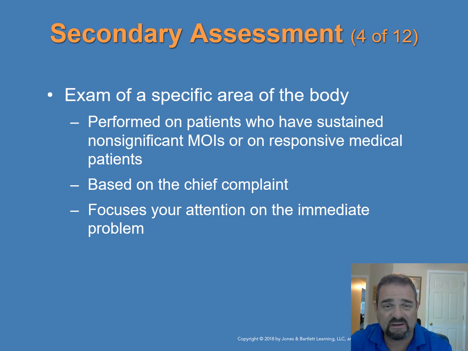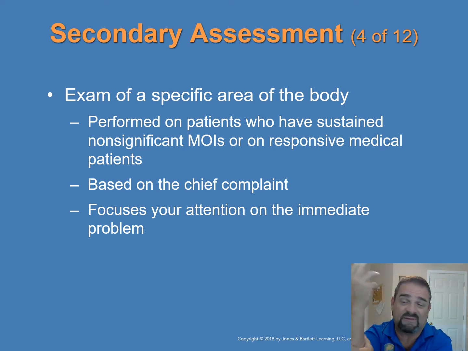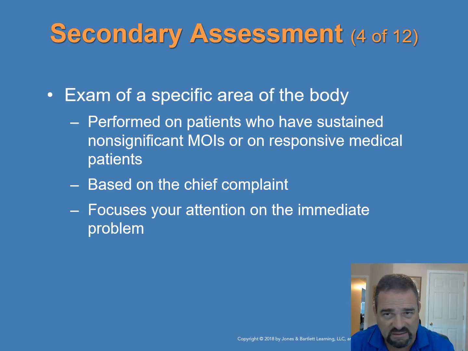All right, so examining a specific area of the body. An exam of a specific area of the body is generally performed on patients who have sustained a non-significant mechanism of injury and on responsive medical patients. The type of examination is based on their chief complaint. My arm hurts. That's all. I fell, I did not pass out, I tripped, and my arm hurts. So you're going to focus on the arm. The goal of the exam of that specific area of the body is to focus your attention on the immediate problem. This is one of the reasons we call it a focused exam.